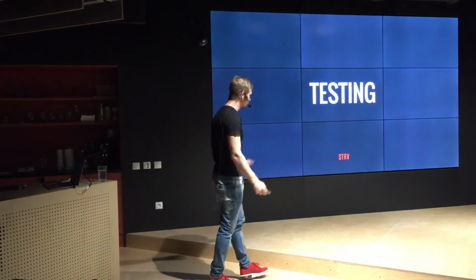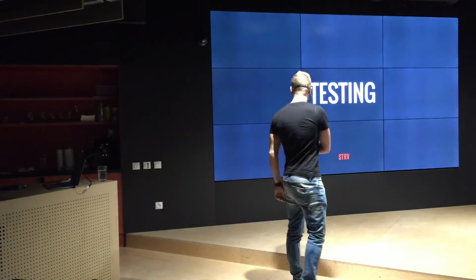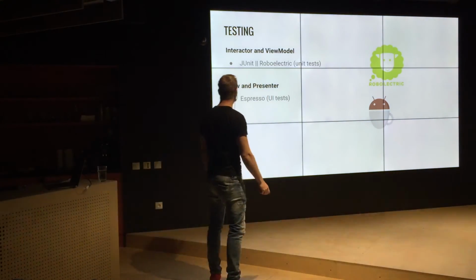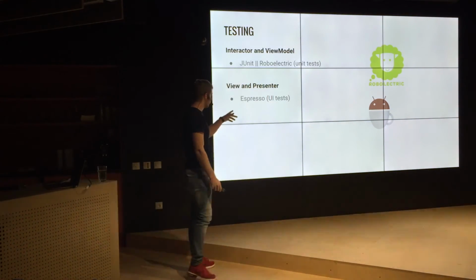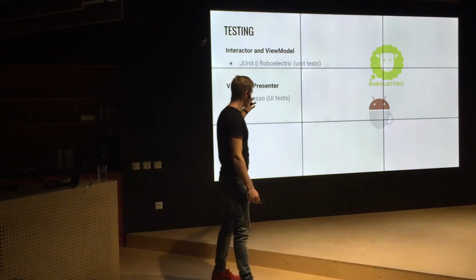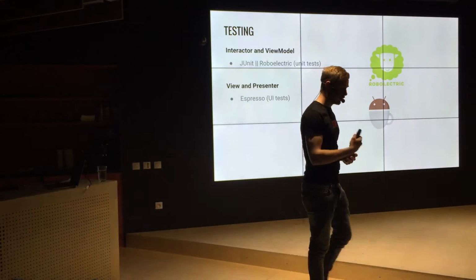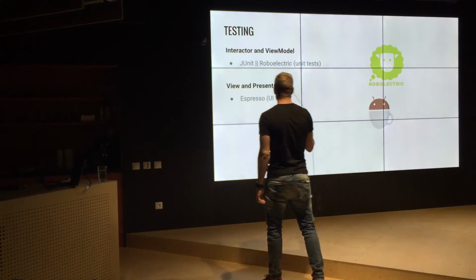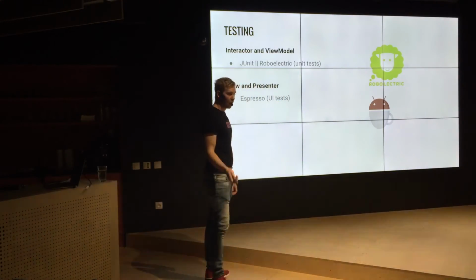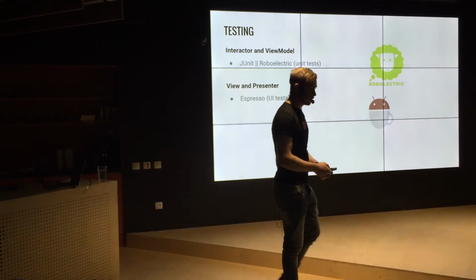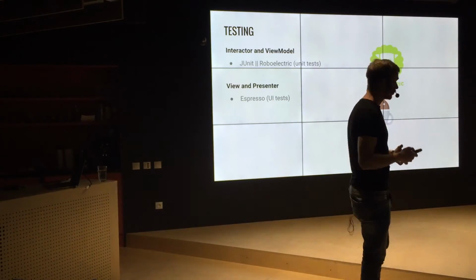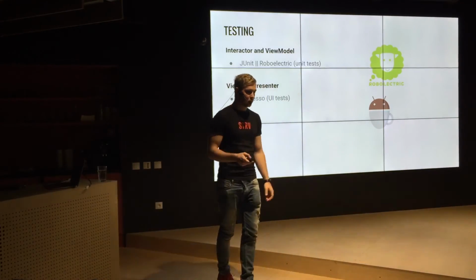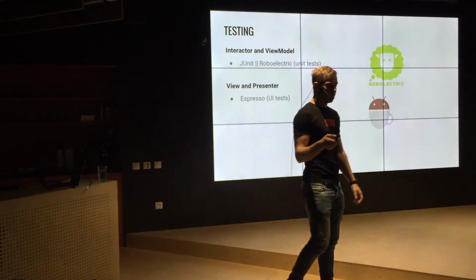Testing. Well, we get to this point right now. What do we use for testing? We use JUnit or Robolectric unit tests for the interactor and view model, because they are not bound to the view, right? So we can test how we prepare the data and how we acquire it, and we can be sure it's done correctly if we test those two, and we don't have to care about activities or presenters.